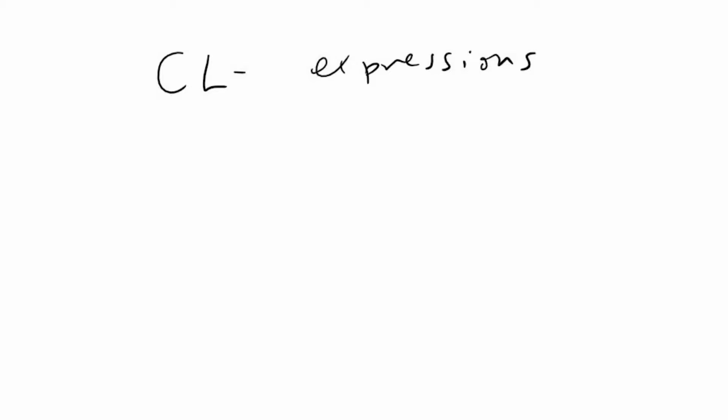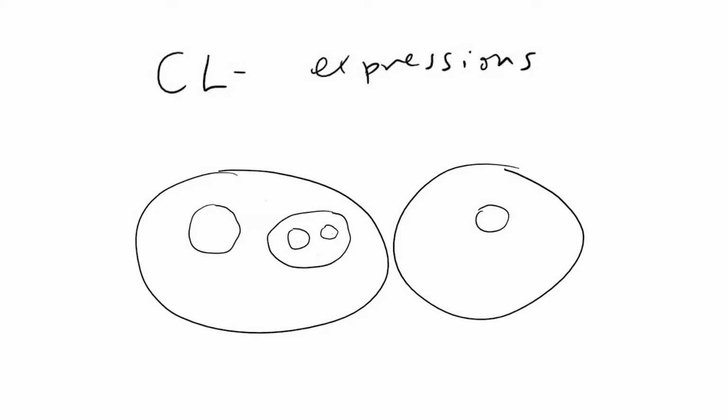We work with CL expressions, circle and letter expressions, which are defined like this. Each one is based on a skeleton of circles, and throughout the circles, wherever you like, you sprinkle the letters around. And it's important to note that you might choose to have no circles at all, just letters, or you might choose to have just circles, no letters, or you might, of course, choose to have nothing at all.